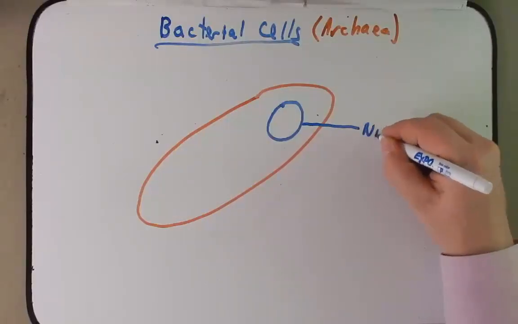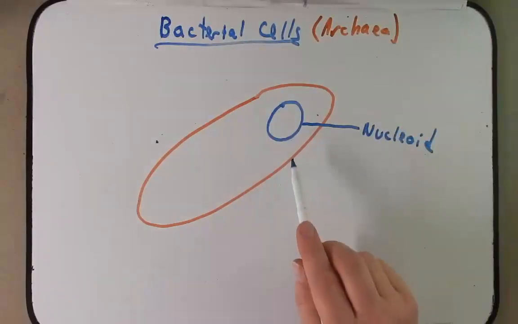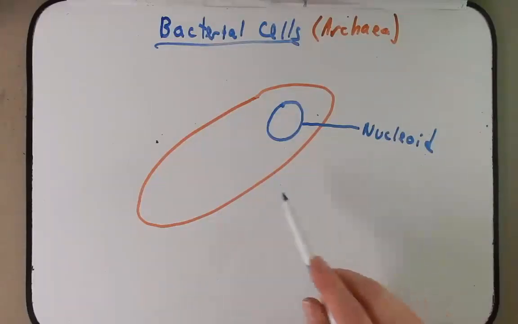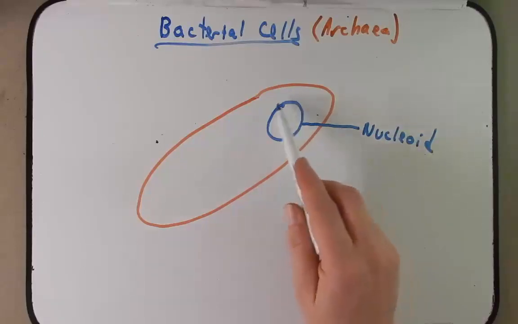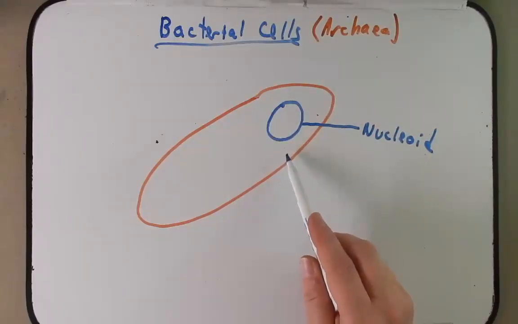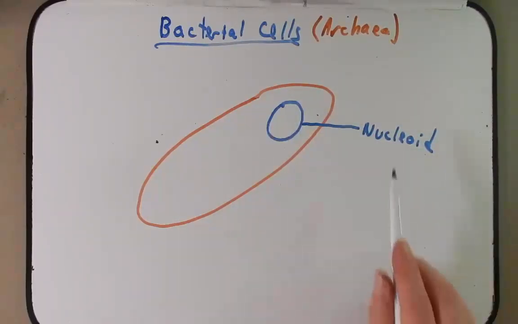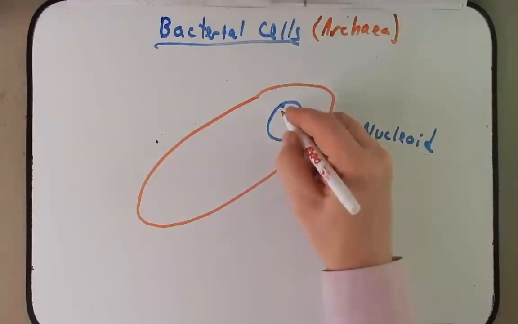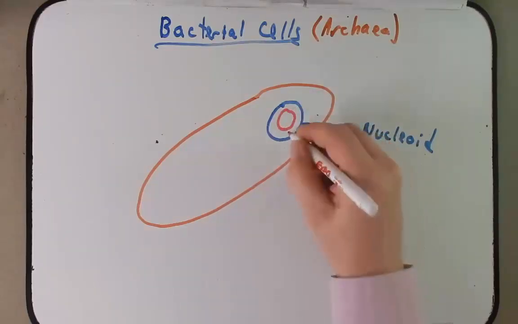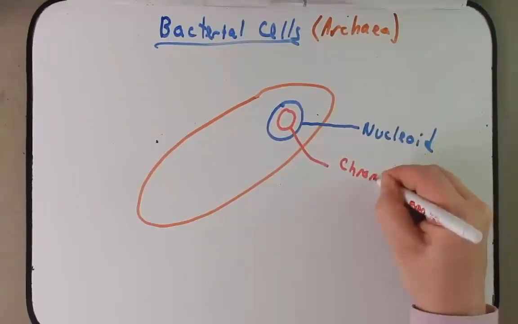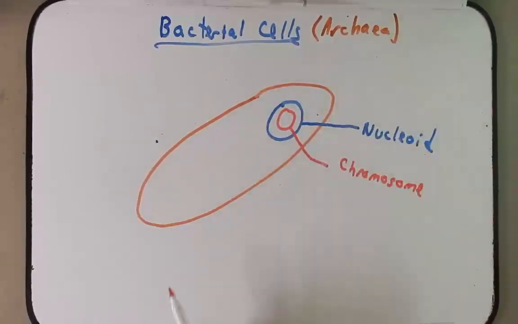And this is the nucleoid. Nuclei are found in eukaryotes. Bacterial cells don't really contain membrane-bound organelles, but they do have their DNA collected into a single region in their cell that we call a nucleoid. Now within the nucleoid will be a single circular chromosome. Usually, bacterial cells and archaeal cells will contain one chromosome.